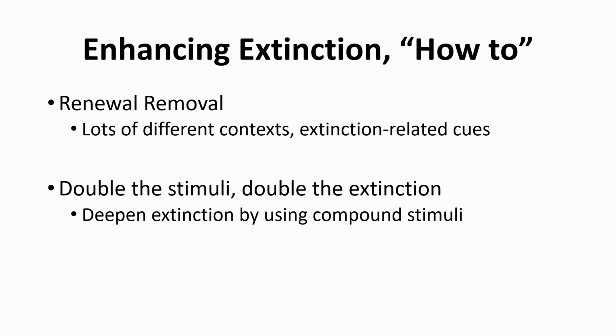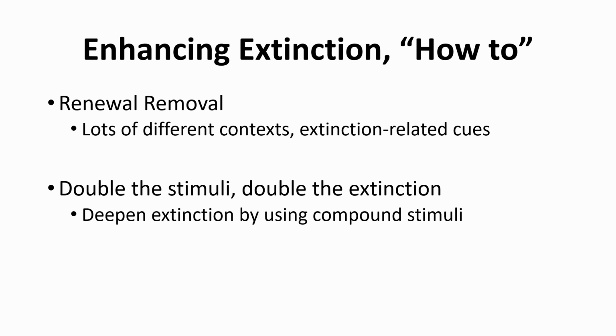Our last method of enhancing extinction is the idea of using compound stimuli. By having two elements put together and having that compound stimulus undergo extinction, it actually makes the extinction stronger and less prone to spontaneous recovery when those elements are tested alone.